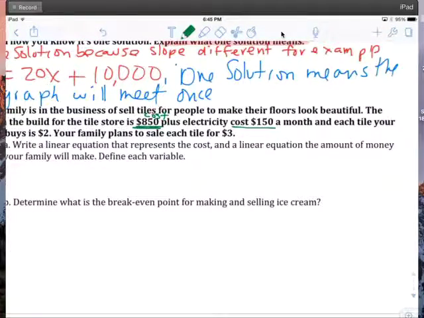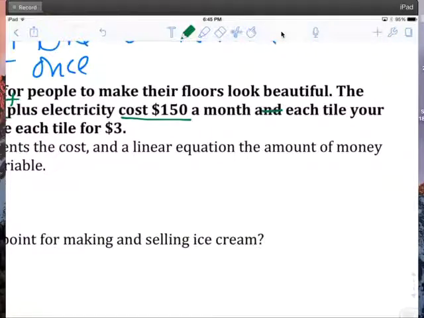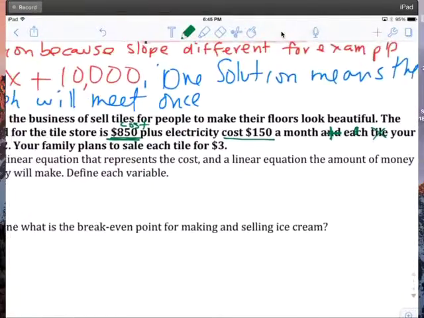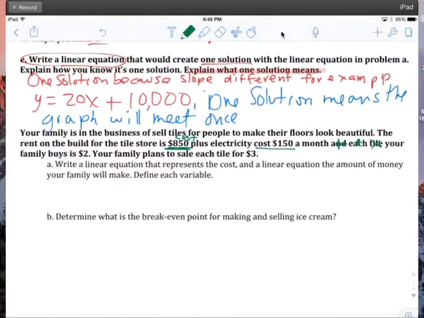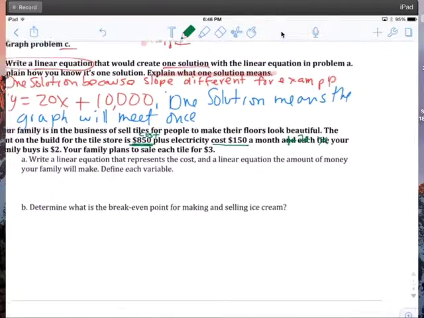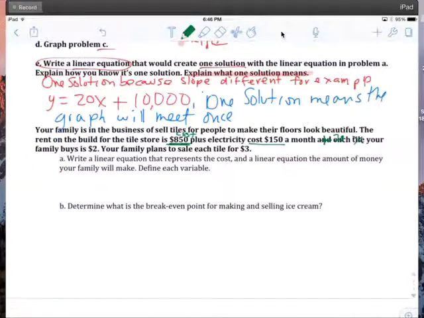Okay, you don't put and times here. I know you normally put times here, but you don't because there's this word "and" here. Okay, each tile, "each" means times the number of tiles. Your family buys at $2, so it's two because each tile is $2. The rent is part of the expense, but the tile is different. You are doing tile, you're selling it. Okay, so that's part of your cost.